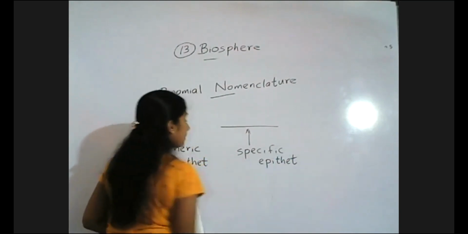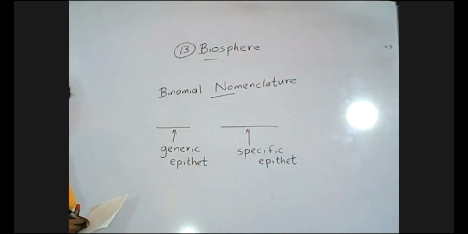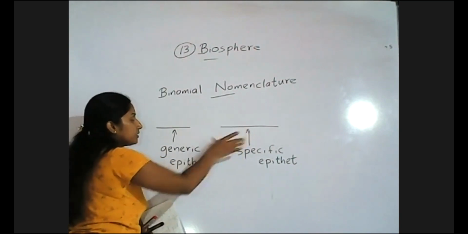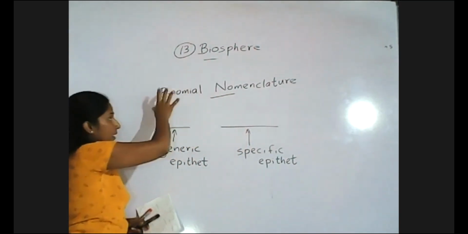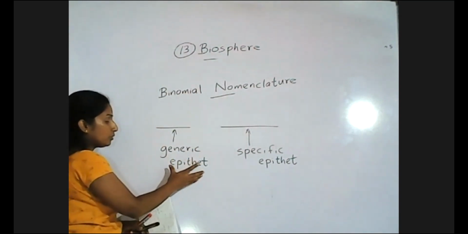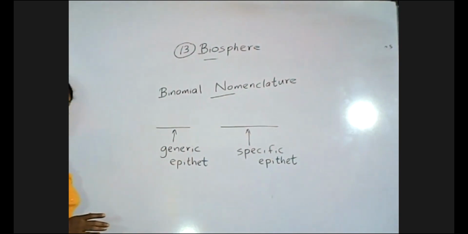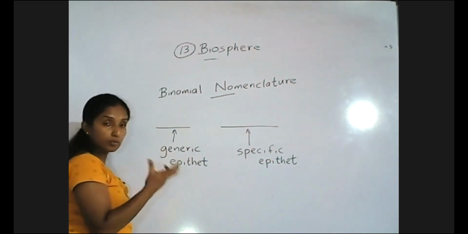So when we name an animal or a plant, we have to use this scientific nomenclature. Here we use two epithets. That is why we name this method as binomial nomenclature. We use two epithets to name an animal or a plant. Here we have to use some rules.